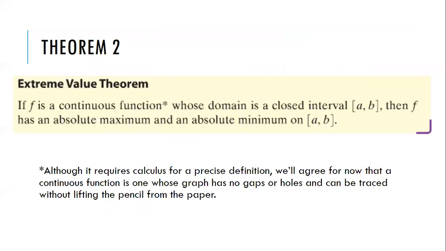All right, this is the extreme value theorem. The extreme value theorem says if f is a continuous function whose domain is closed on the interval a to b, then f has an absolute maximum and an absolute minimum. So basically, if your function has a starting and a stopping point, it has to have an absolute maximum and minimum. Does that make sense?